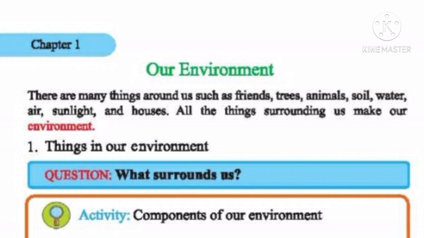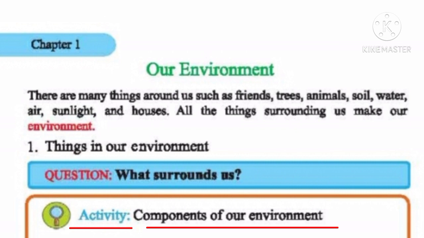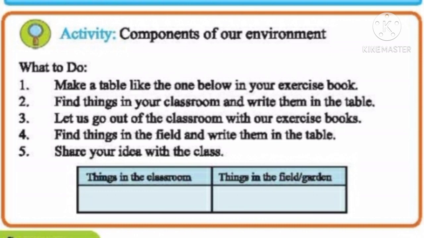Now we will do a book activity from page number 2, and the name of this activity is Components of Our Environment. It means which type of elements we can see in our environment.